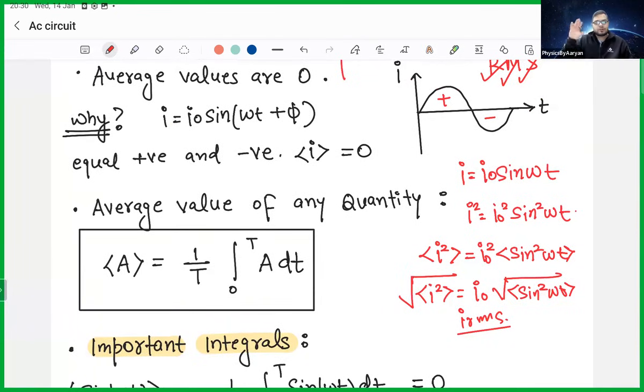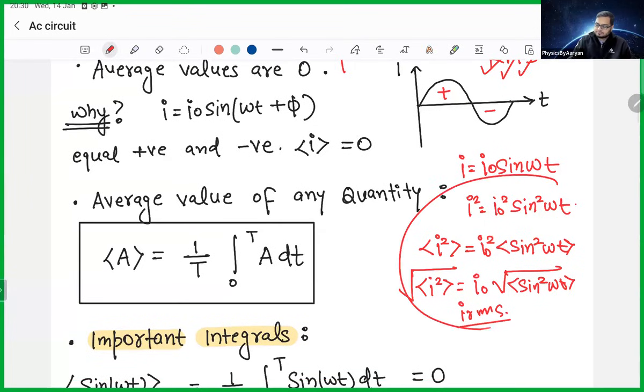So how do you find the average of any quantity? It is given by 1 by T, where T is the total time period. Then you put capital A. You are finding the average of capital A, so you write capital A and then dt. And the integration limits go from 0 to T. This is the definition of average.